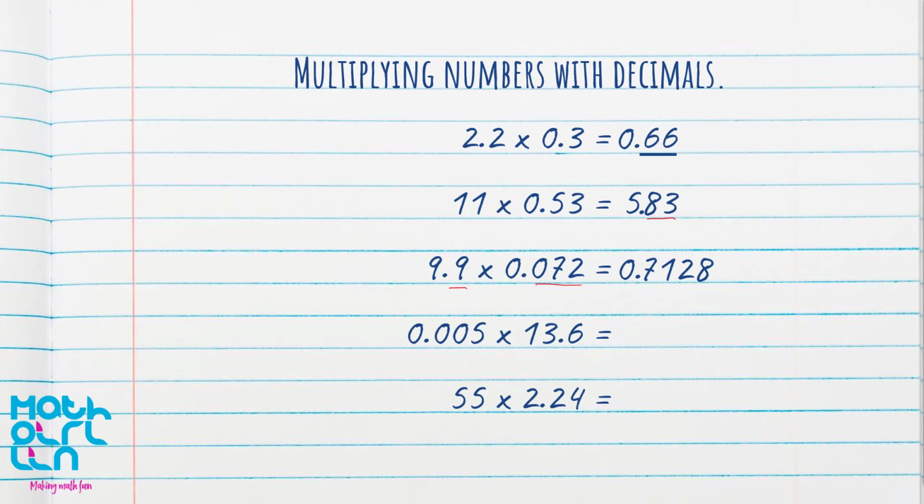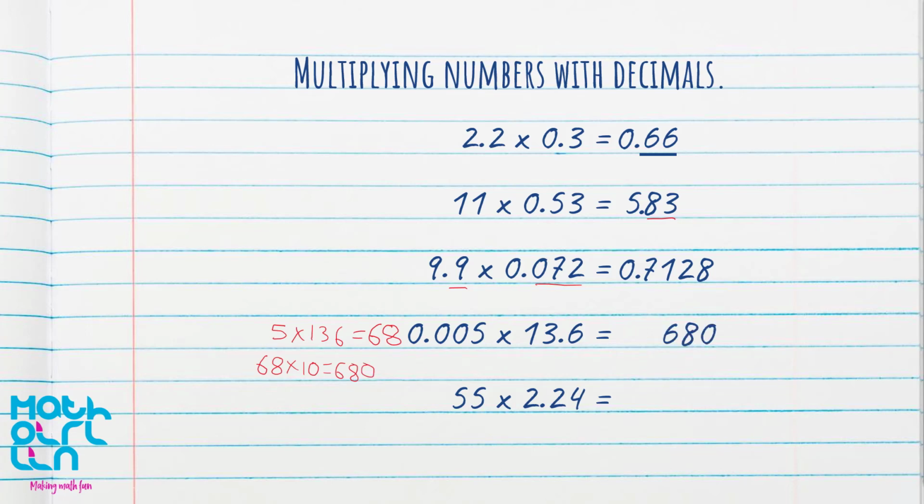0.005 times 13.6 equals. Step 1. Ignore the decimals and multiply 5 by 136. Multiplying by 5 is very easy. All you do is divide by 2 and multiply by 10. 136 divided by 2 is 68. 68 times 10 is the same as just adding a 0, so the answer is 680.